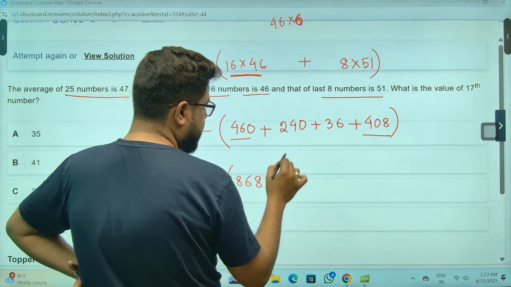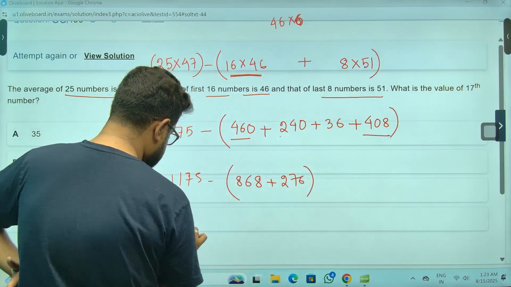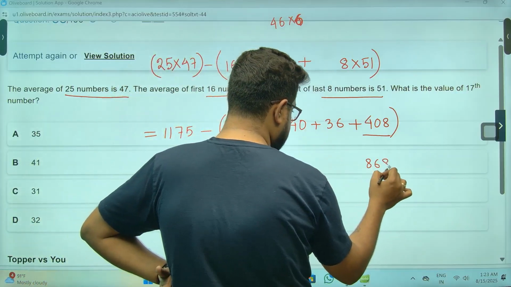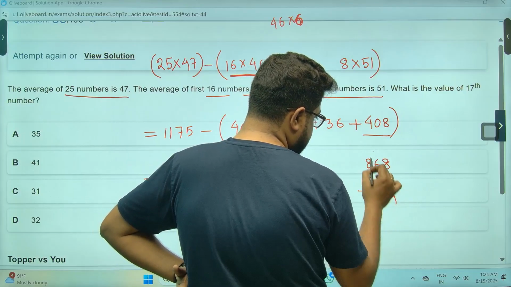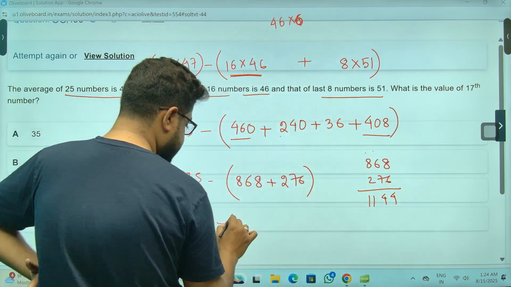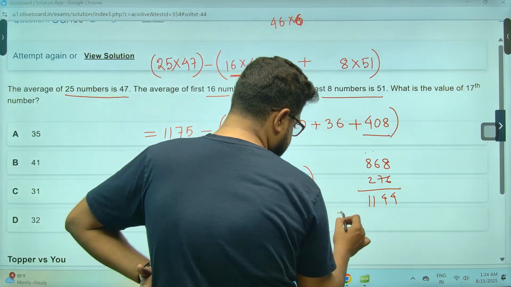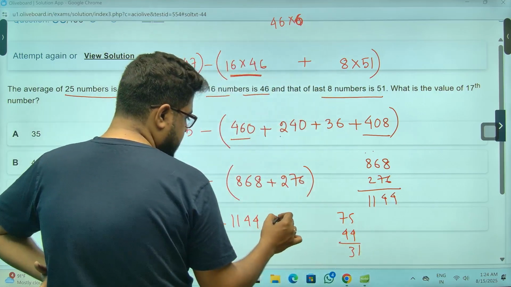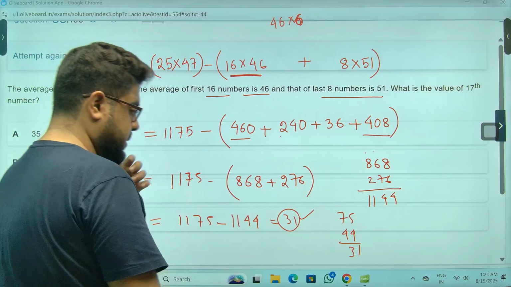868, 276. 868, 276. 114, 111. Sir, 1175 minus 44. So 31 is the answer. 31, option number C is the answer.